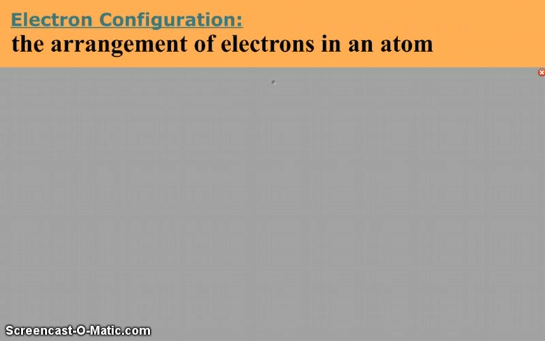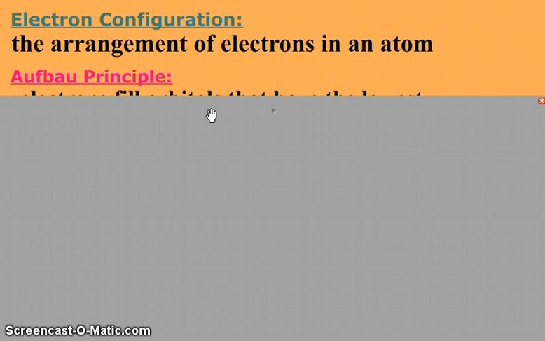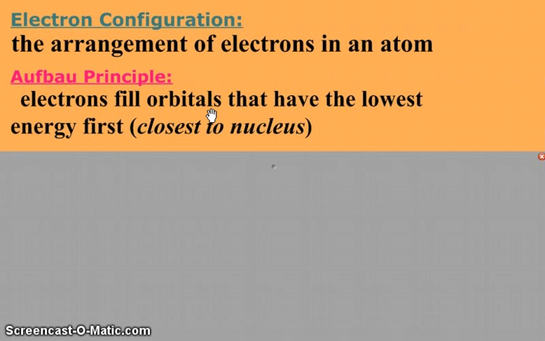In a little bit, it'll be more specifically where those outer electrons are, the valence electrons. But for right now, the electron configuration, the arrangement of the electrons in an atom, is what we're going to be looking at. There are three main rules that dictate these electron configurations.